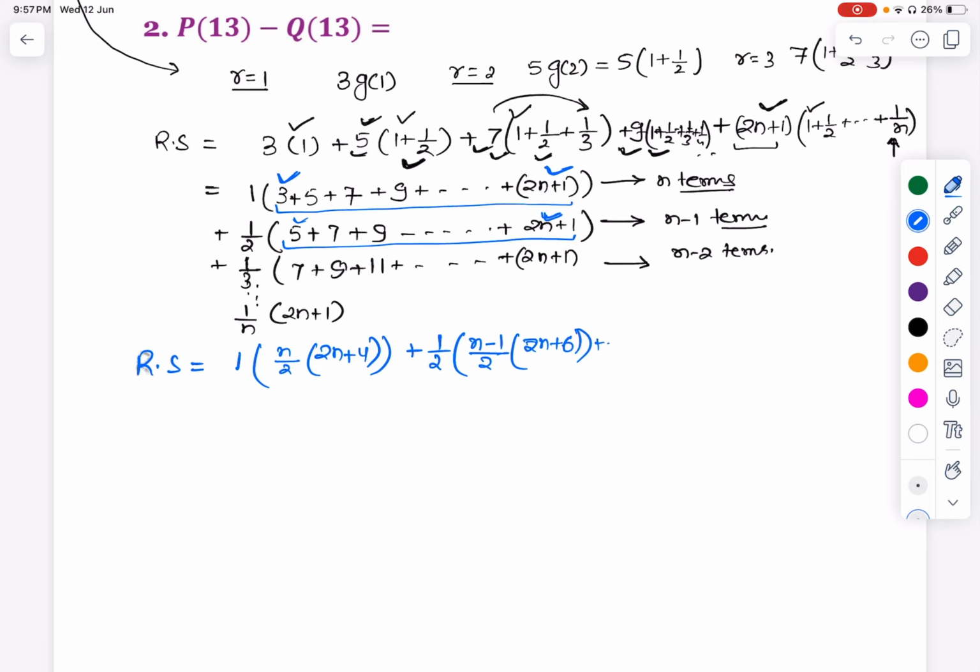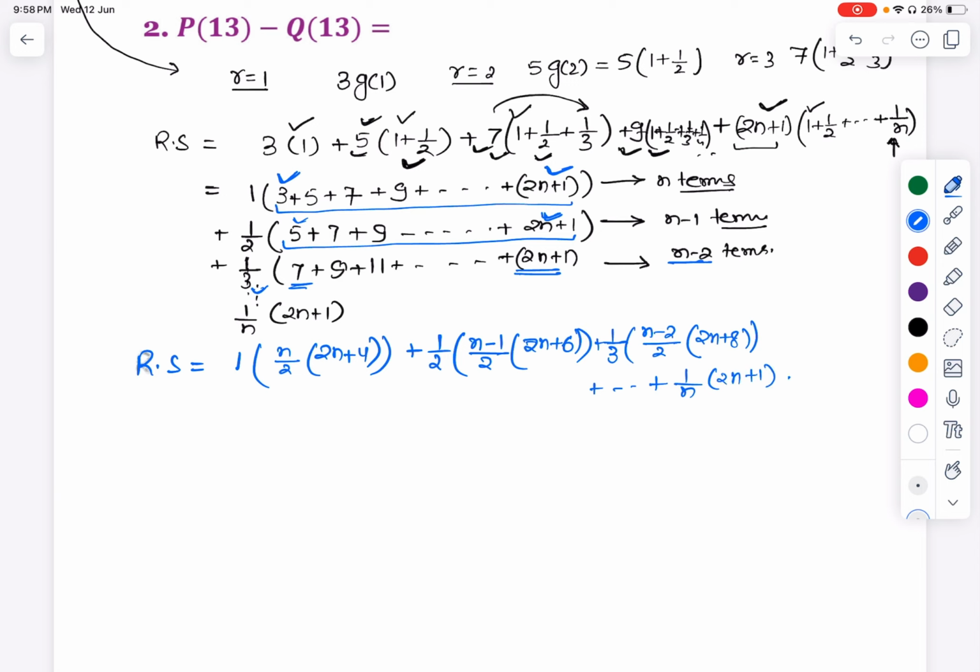Like this, if we keep on writing, let's write one more. That is 1 by 3. The number of terms is now (n minus 2) divided by 2. Sum of AP: first term plus last term, that is 2n plus 8. If we keep on writing, the last term is 1 by n into 2n plus 1.